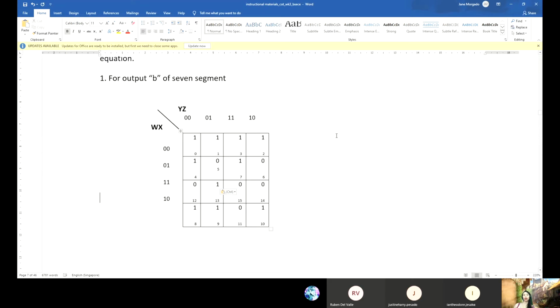Okay, so what shall we use for output B? Suggestion. What do you want to try for output B? Min terms or max terms? You may write your opinions here if you don't have a microphone. What do you want to solve? Min terms or max terms? Min terms, output of 1. Max terms, output of 0. So what do you want?